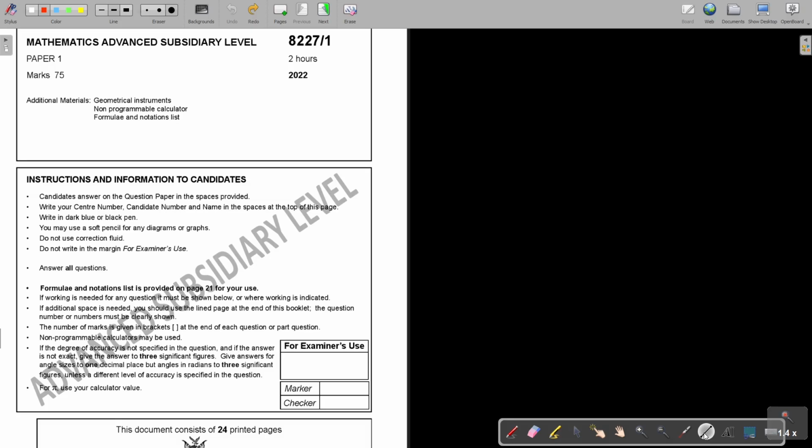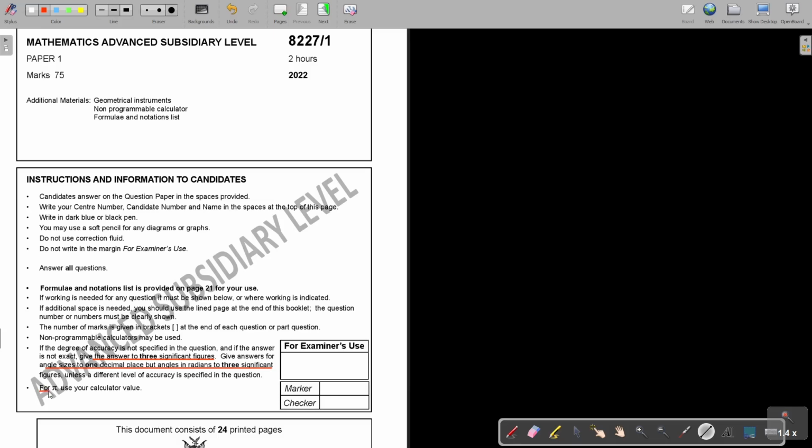If the degree of accuracy is not specified in the question, and if the answer is not exact, give the answers to 3 significant figures. Give answers of size of an angle to 1 decimal place, and in radians to 3 significant figures, unless a different level of accuracy is specified in the question. So that is just very important.